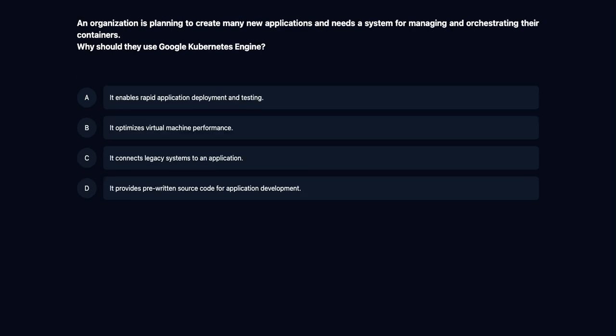An organization is planning to create many new applications and needs a system for managing and orchestrating their containers. Why should they use Google Kubernetes Engine? A. It enables rapid application deployment and testing. B. It optimizes virtual machine performance. C. It connects legacy systems to an application. D. It provides pre-written source code for application development.